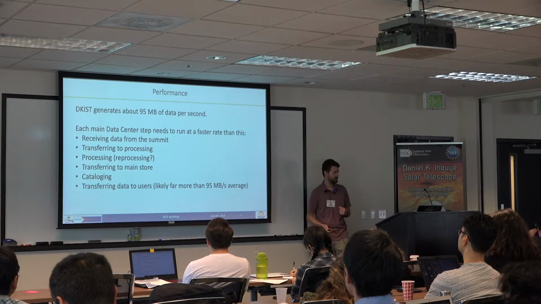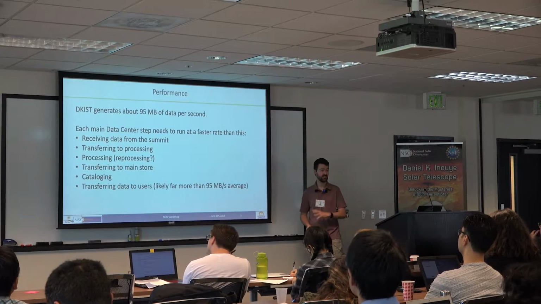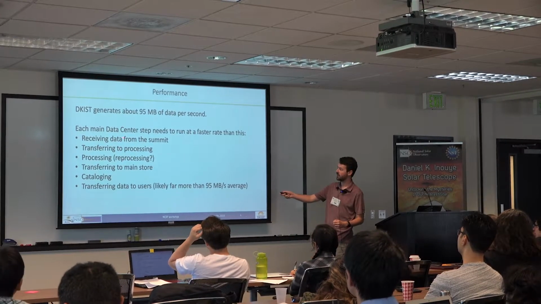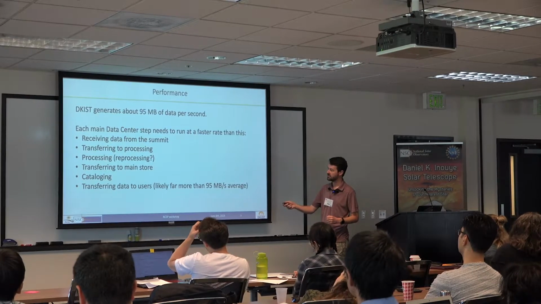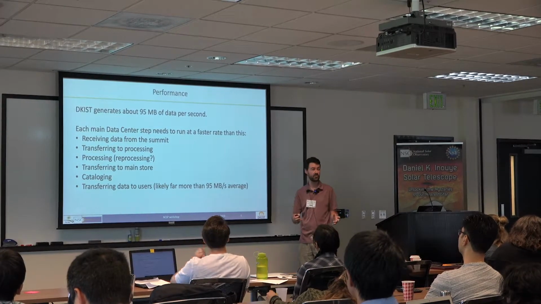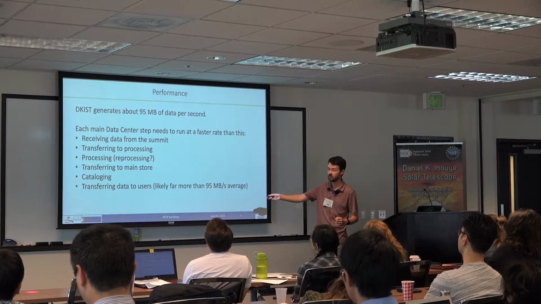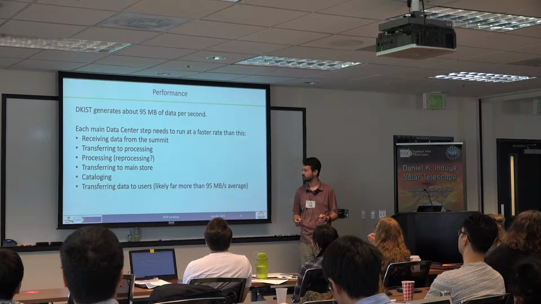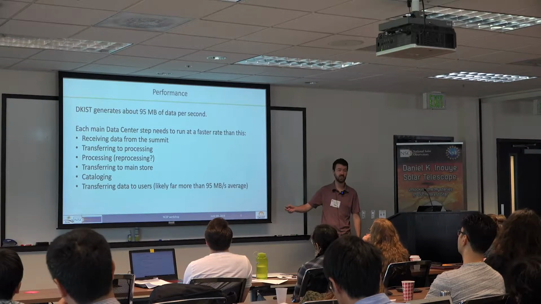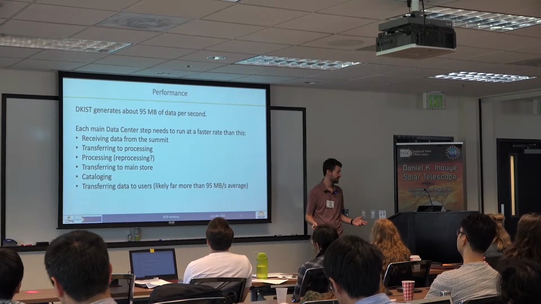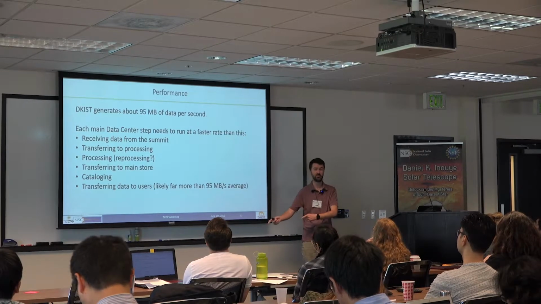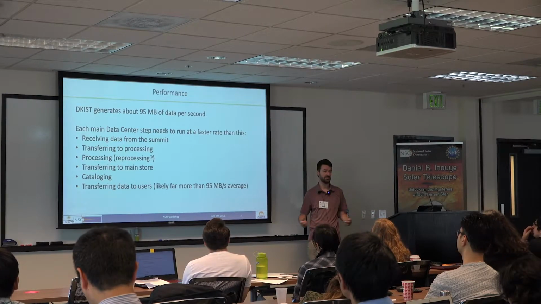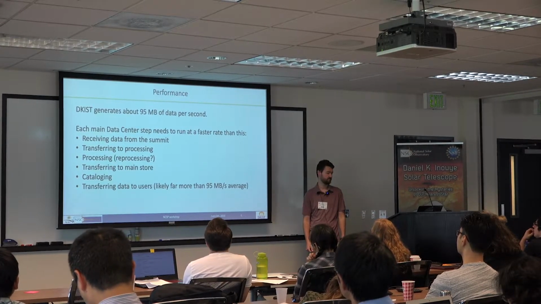Okay? What that means is that each thing the data center does has to run faster than that, or we can never keep up. We have to receive data from the summit at least that rate. We have to transfer it to our processing infrastructure. We have to do the processing. This doesn't include any reprocessing of the data. If you want to reprocess everything once, double that number. That includes transferring it back out to our main stores, creating an inventory catalog for you all to search, and then getting it out at the other end to people who want it. And that's likely far more than this, because there's going to be multiple people downloading multiple data sets all the time.